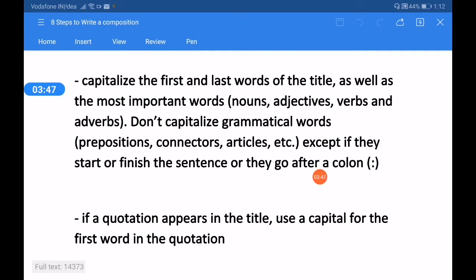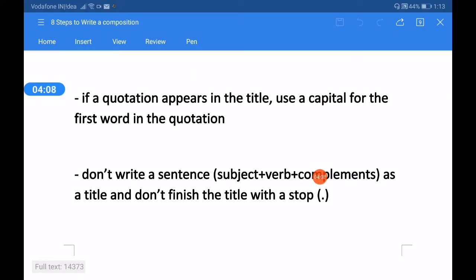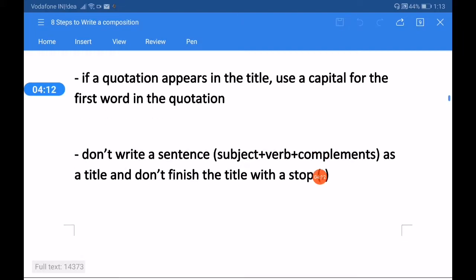Next, capitalize the first and last words of the title as well as the most important words: nouns, adjectives, verbs and adverbs. Don't capitalize grammatical words, meaning prepositions, connectors, articles, etc., except if they start or finish the title or they go after a colon. If a quotation appears in the title, use a capital for the first word in the quotation.